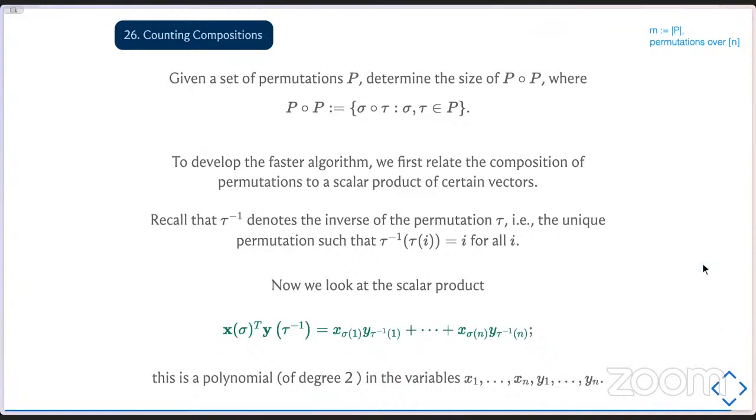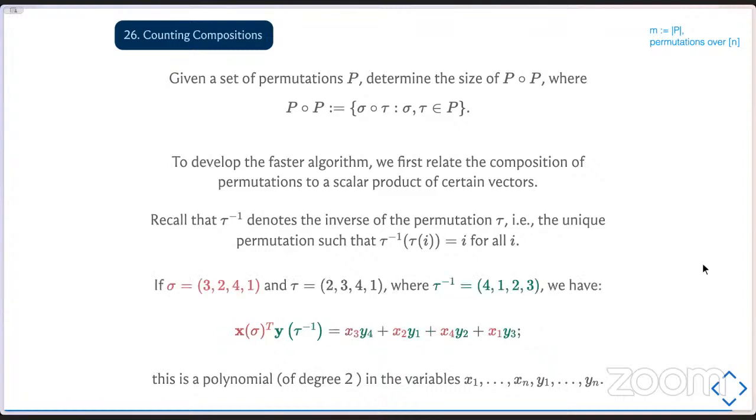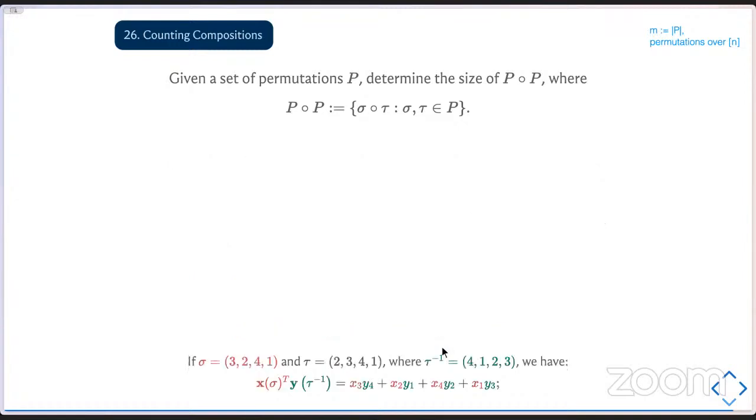Okay, thank you. Moving right along, this is just an example. If you had sigma being 3, 2, 4, 1, then the x vector associated with that would be x3, x2, x4, x1. And we have tau, which is 2, 3, 4, 1. So tau inverse is going to be 4, 1, 2, 3. You can just validate this if you like. So with tau inverse, we are going to have y4, y1, y2, y3. So that's the product that we're looking at. Good, so that's just a sanity check example.